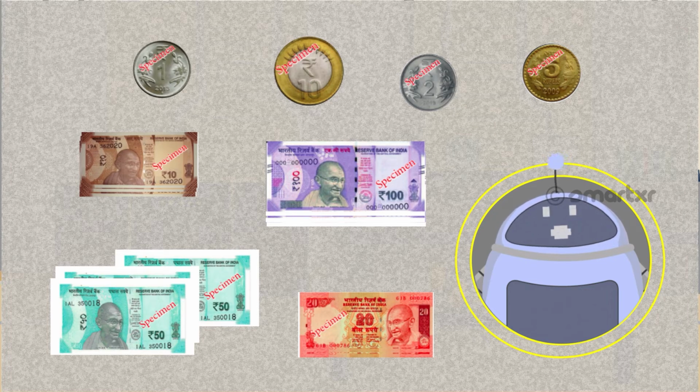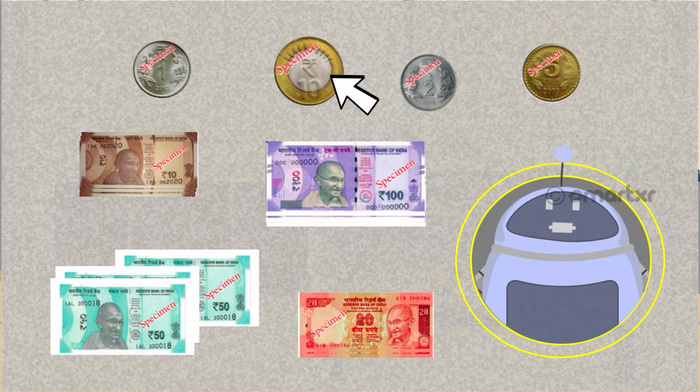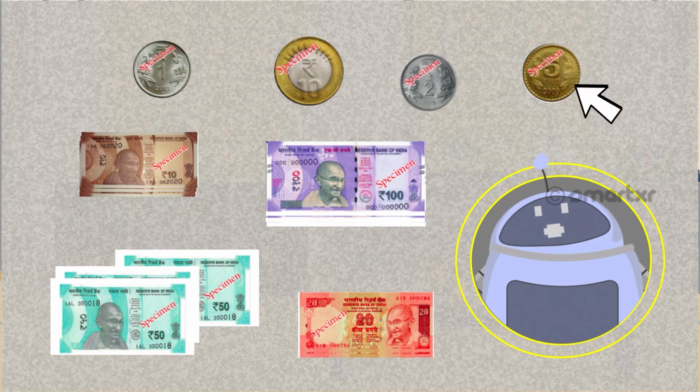Every coin and note has a number written on it. This tells us the value of the coin and the note. Easy, right? Oh, look! This is the 10 rupee coin. It is the biggest in size. Can you tell me which coin is this?